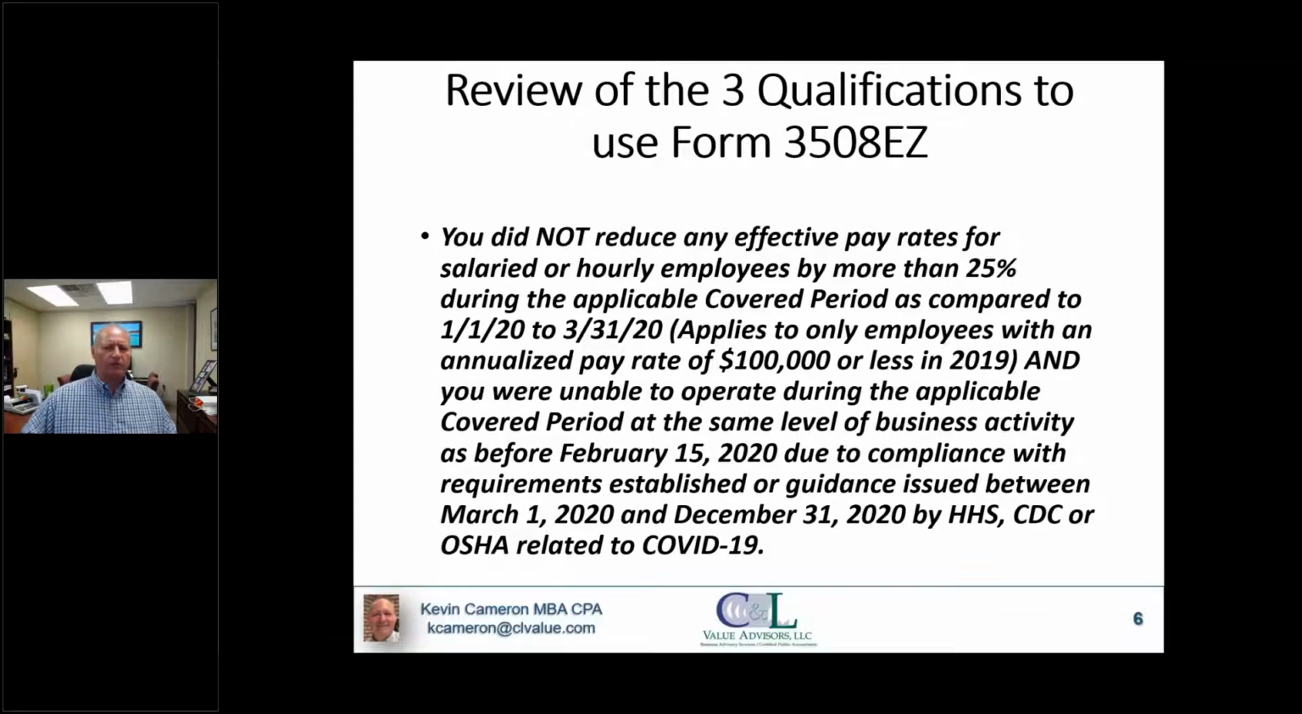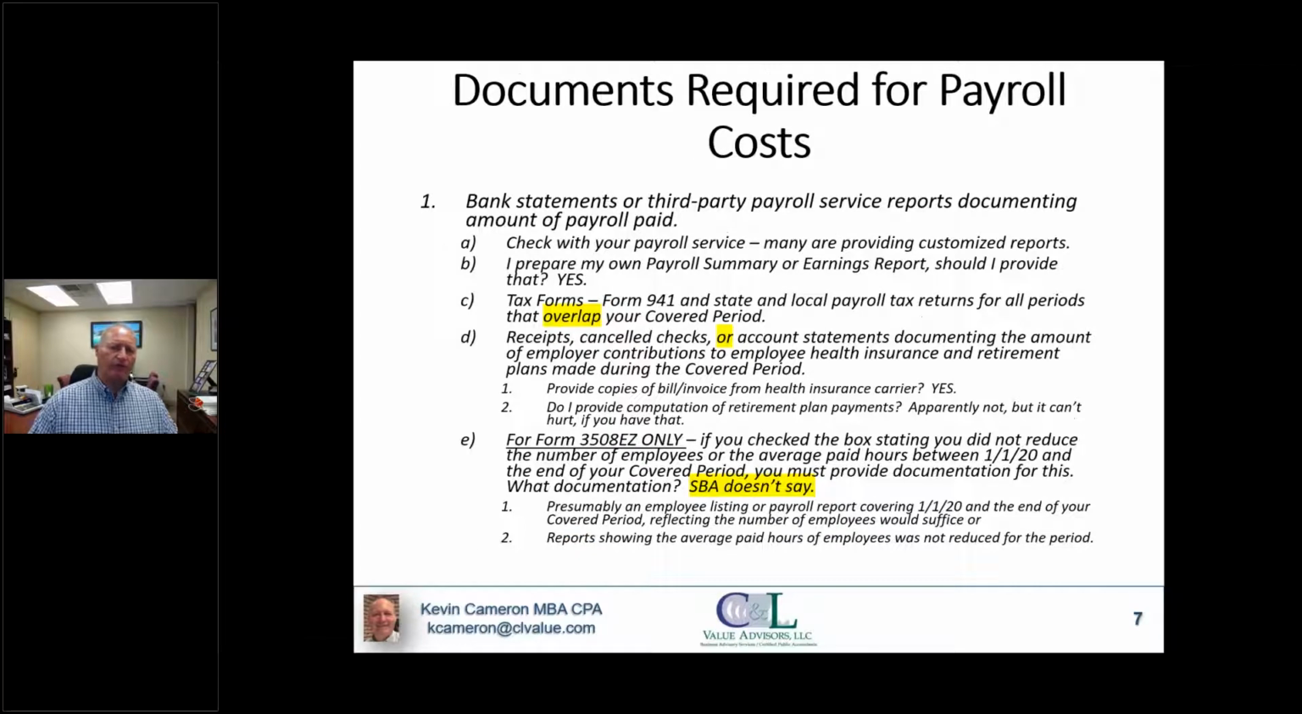I believe that this qualification can really be met by a lot of businesses. You're going to want to look at your state, local, regional, and county orders and see if any of those apply to you. And you want to get copies of those and make sure you use them for that qualification. So that covers the 3508EZ and how you can qualify to file for the loan forgiveness using that form.